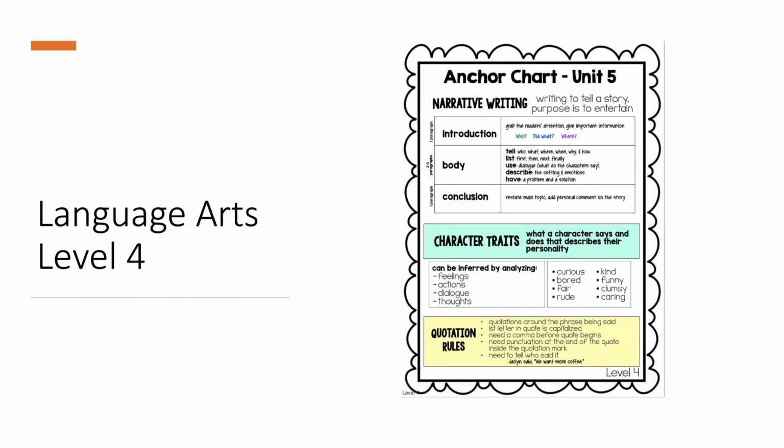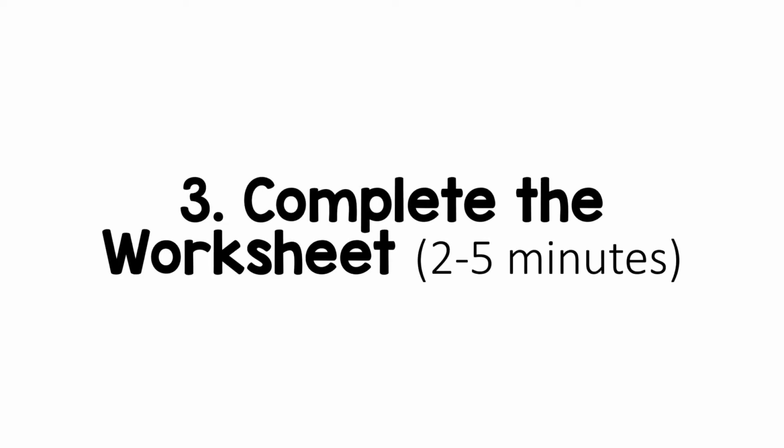Maybe you reference a recent book you read and pull some of those character traits from that book. And then last, quotations. Maybe you write a few on the board. Is this correct? Is this not? You have people proofread a few. You do some true false. Is this true about a quotation or is this? And review those rules. So after we review the core concepts, step 3 is completing the worksheet.